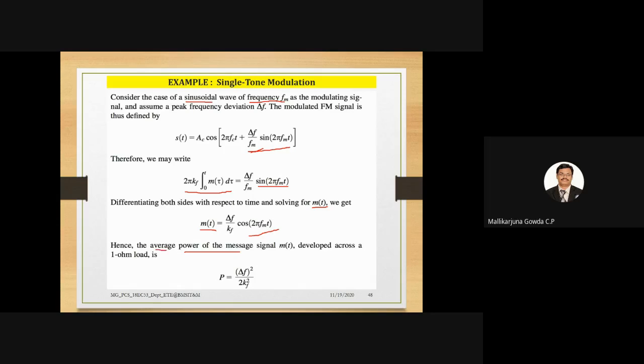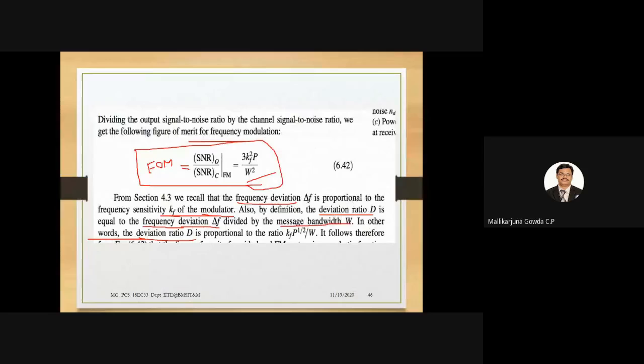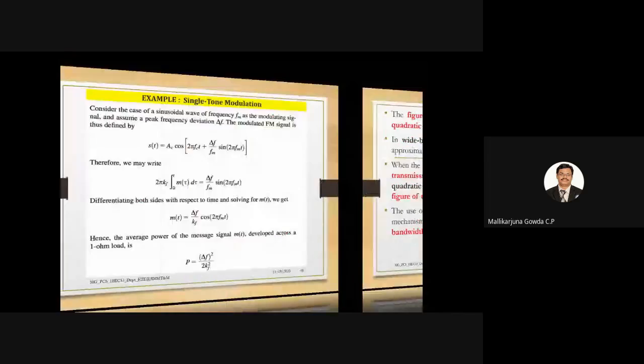See, the average power of this message signal is (delta f by kf) whole squared into (1 by root 2) whole squared, which is nothing but this one. So this is the average power of the message signal. Now I can substitute this value of P in the expression of figure of merit, what we have done in the previous slide, which is done in the next slide.